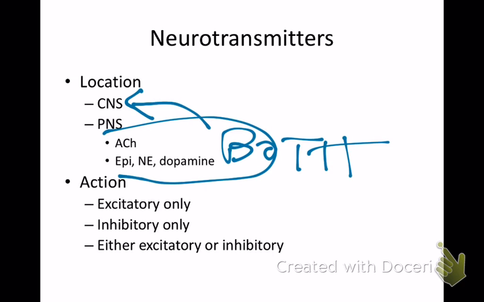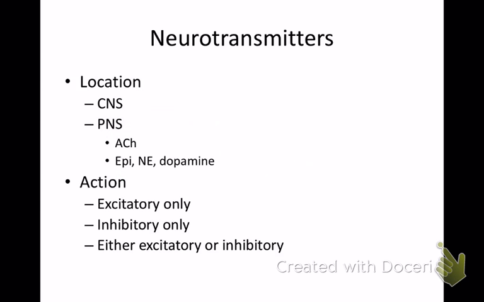Okay? So it's either CNS only or it's both. And if it's both, what's our list? Acetylcholine, epi, norepi, dopamine. Are you with me so far on location? Okay, action, either excitatory or inhibitory, or it depends.